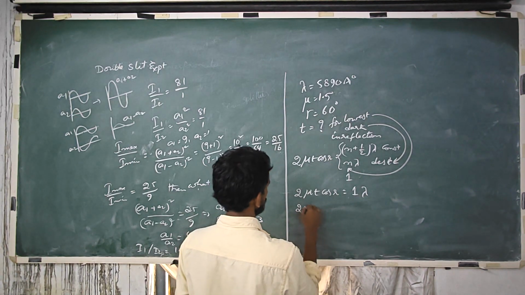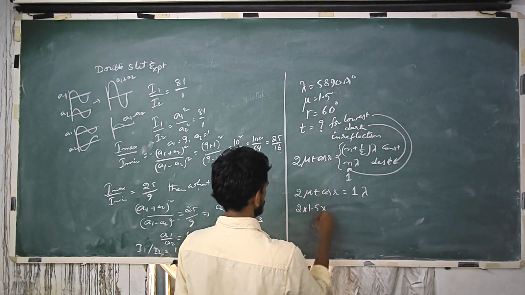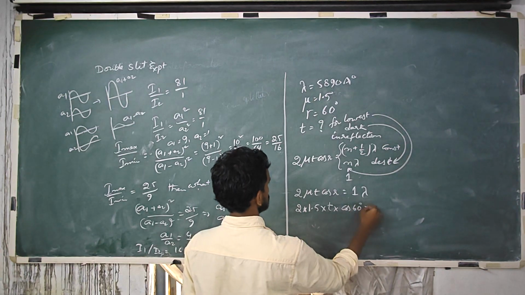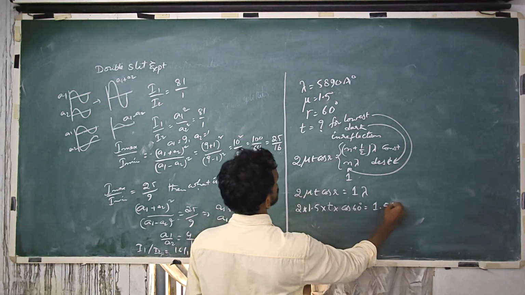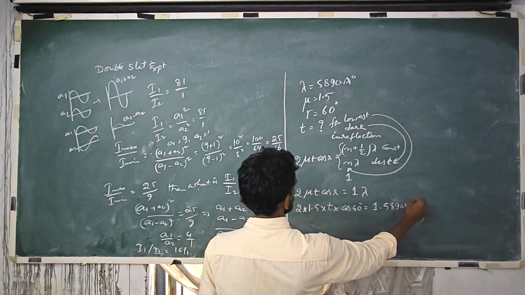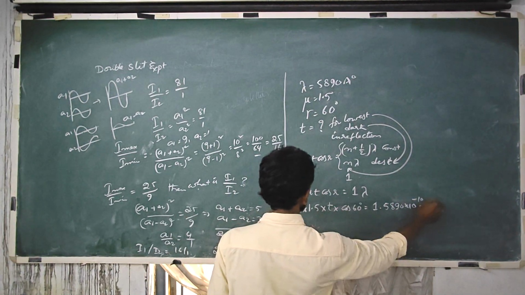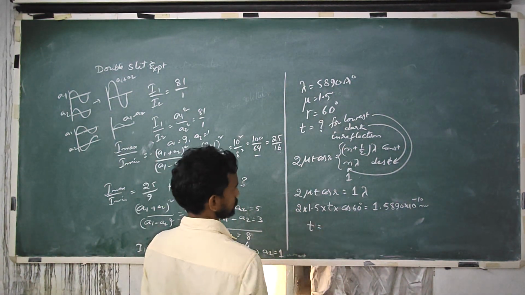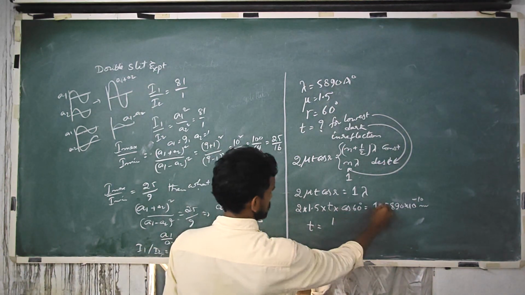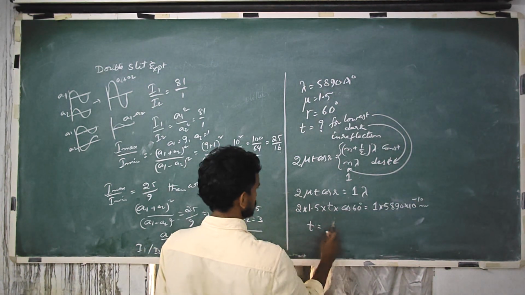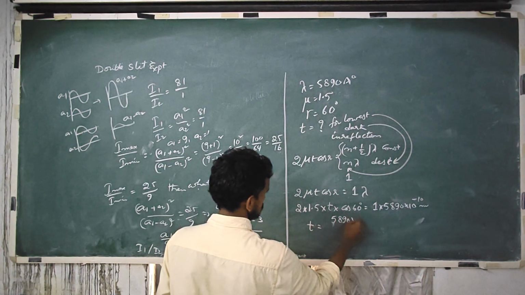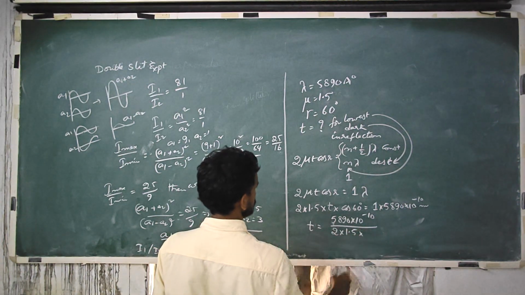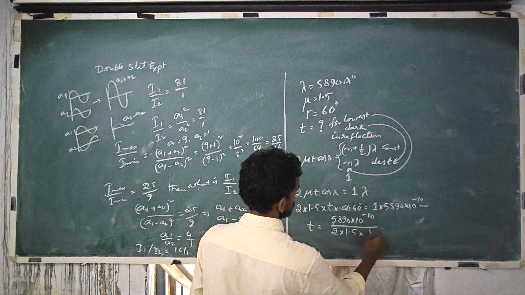2 into 1.5 into t into cos 60 degrees is equal to 1 into 5890 into 10 power minus 10 meters. So t is 5890 into 10 power minus 10 by 2 into 1.5 into cos 60, which is 1 by 2.